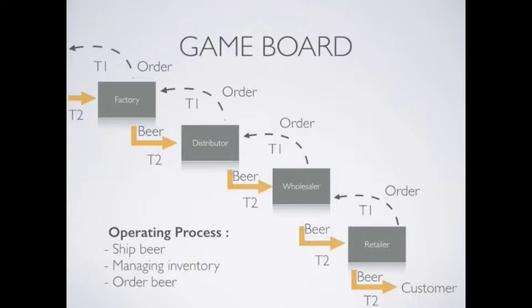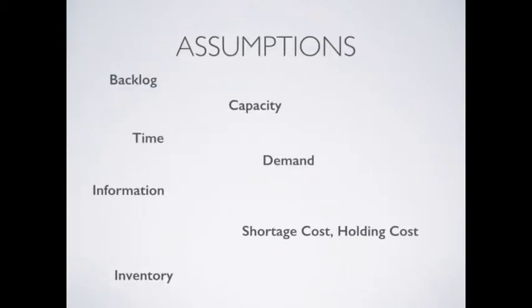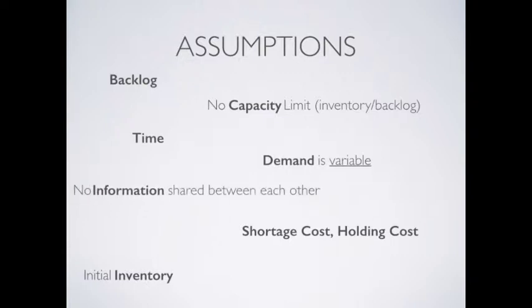Then let's move on to the following assumptions that were made to mark out the boundaries of our work. First, the demand is variable. Then there is no capacity limit to the inventory and backlog of each company, and there will be an initial inventory for each company which will satisfy the incoming order. There is no information sharing between companies. It means that only the retailer knows about the market demand. Others can only forecast demand according to the order placed by the closest downstream company. For instance, distributors only know the demand of the wholesaler and place their order to the factory based on such information.